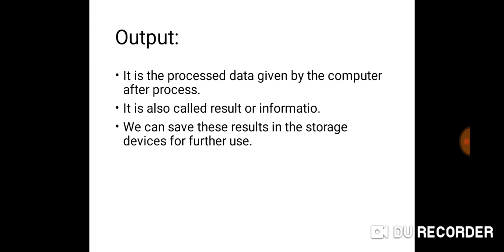Dear students, now output. When we process data, we get the result. This result, we call it information or we call it output. That means it is the processed data, the data which we get after processing and which is given by the computer after processing. It is also called result or information, and we can save these results in storage devices for further use.